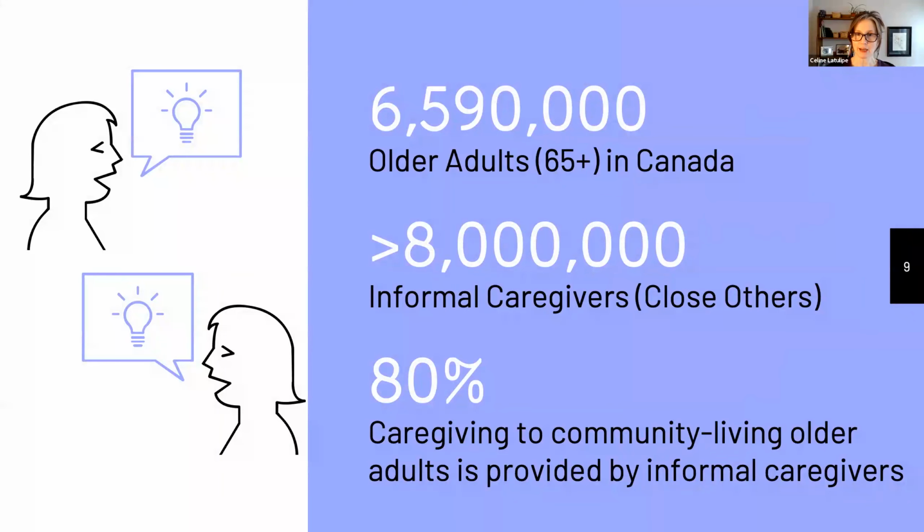So in the Canadian context, we have more than 6.5 million older adults, defined as 65 plus. We've got more than 8 million people who serve in informal caregiver or close other roles. And if you look at older adults who are living in the community, 80% of the caregiving and help that's provided to them is provided by informal caregivers, as in not paid people, but just people who are helping out of the goodness of their hearts. So that's a lot of help being provided. And we're of course interested in when that help is being provided with respect to technology.